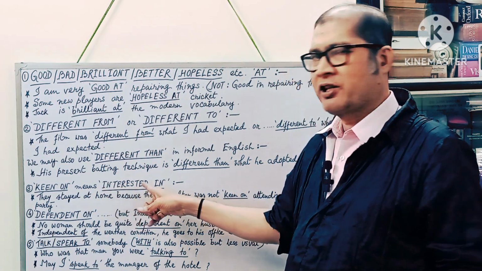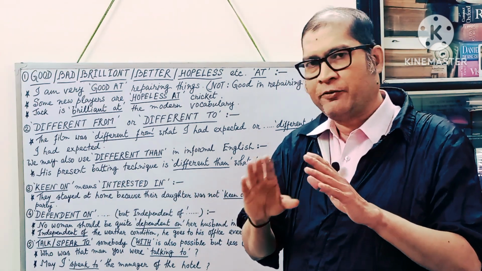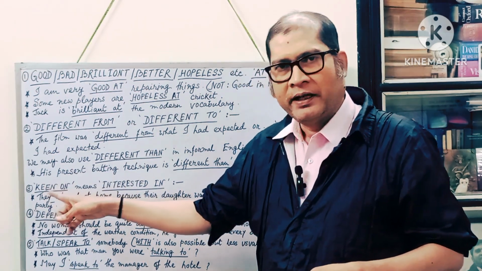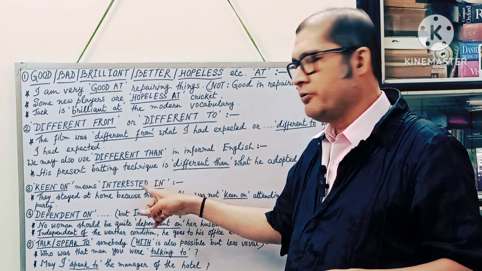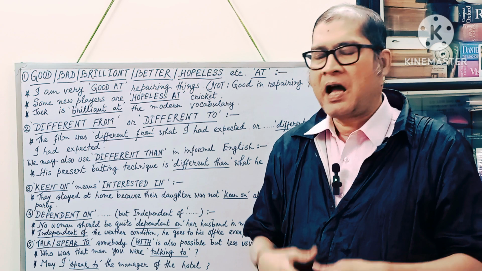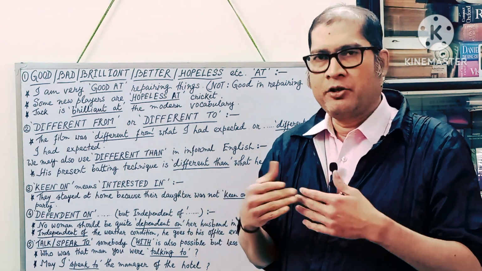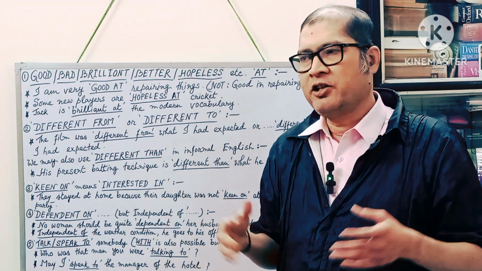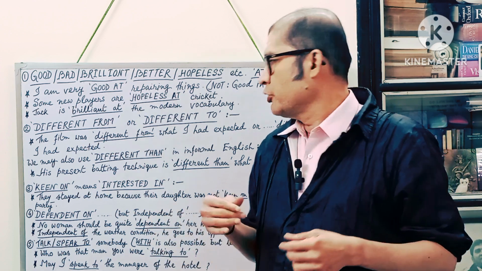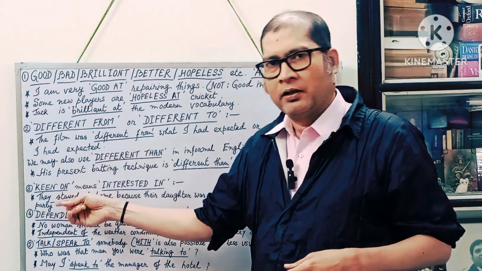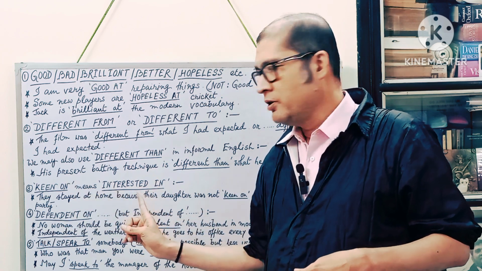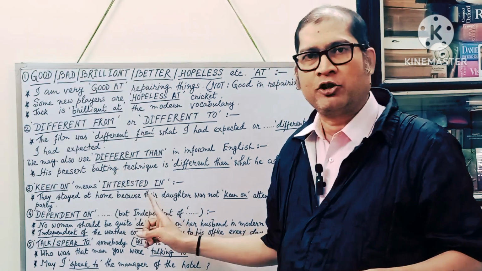Keen means interested. Keen has different shades of meaning, but here we are using the word keen in the sense of interested. Now you know, interested is always followed by in. I'm interested in something. I'm interested in doing something. I'm interested in English. Are you interested in French? Yes. So, interested in. But in the case of keen, the meaning is the same. Keen is also being used in place of interested, and the preposition gets changed.